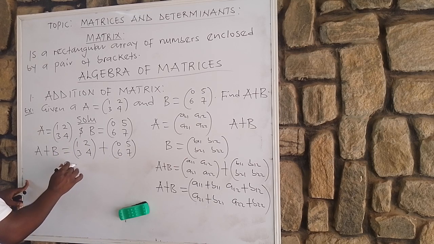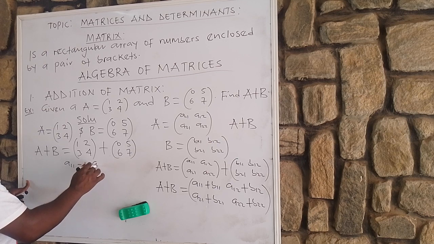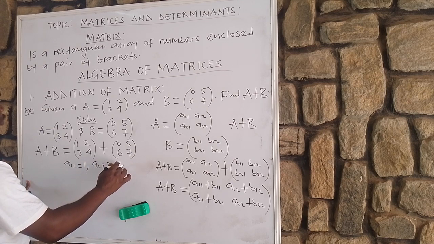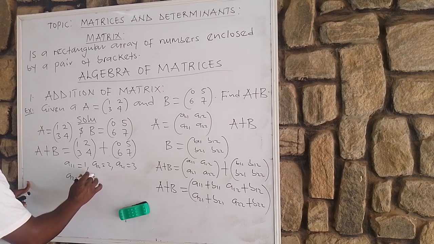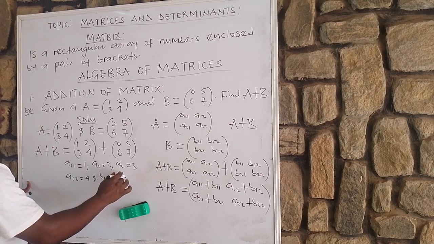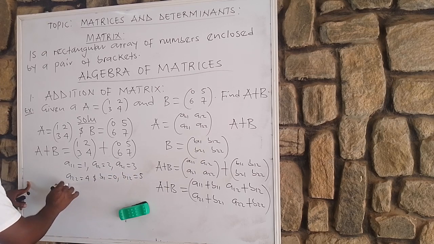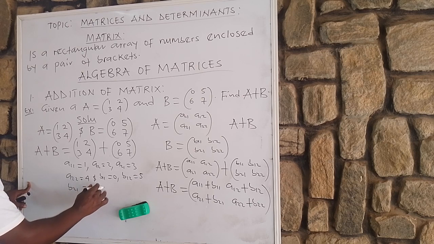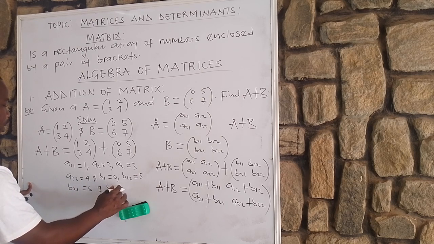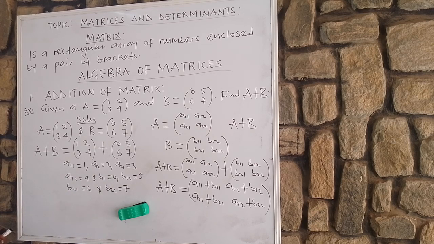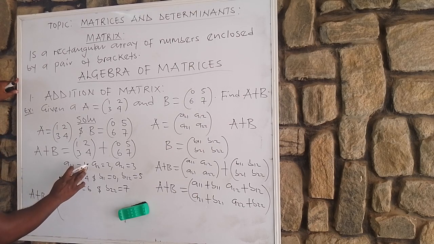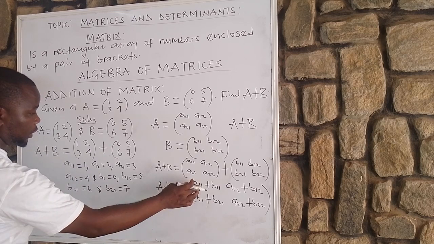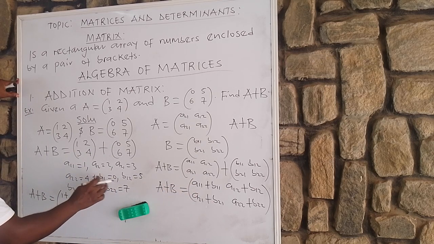So now we want to apply the same thing here. Your A11 is 1, A12 is 2, A21 is 3, true or false? A22 is 4. Then B11 is 0, B12 is 5, B21 is 6, and B22 is 7. True or false? So if we approach it this way, our A plus B will be equal to 1 plus 0.